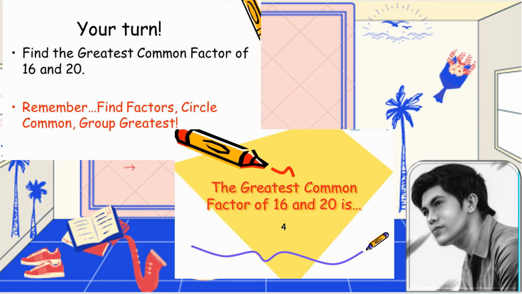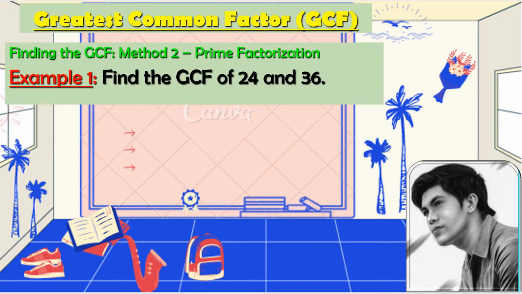Okay, so tapos na po tayo sa unang method. Pag sinabi mong method, yan yung una na paraan, no? Pwede pa tayong gumamit ng pangalawa. Okay? So the first method is listing. Second, we use prime factorization. So under prime factorization, the first prime factorization that we're going to use is the factor tree method.